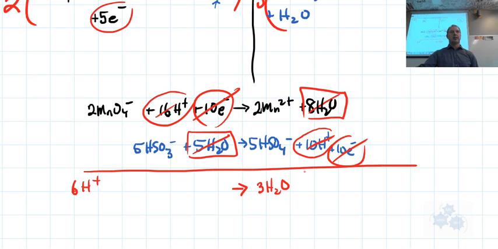You good with that canceling out process? Anything else that's the same on both sides? This is close, but HSO3 minus and HSO4 minus are definitely not the same. You can't combine those. So everything else we just copy down with the same coefficients.